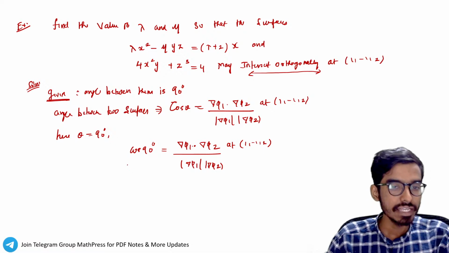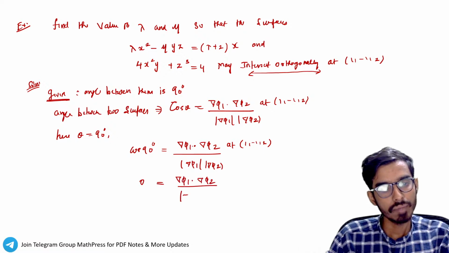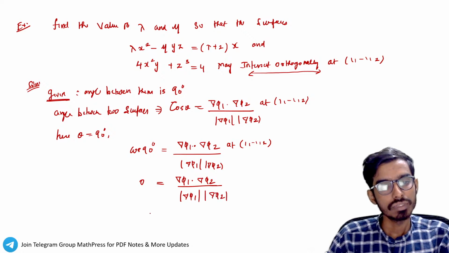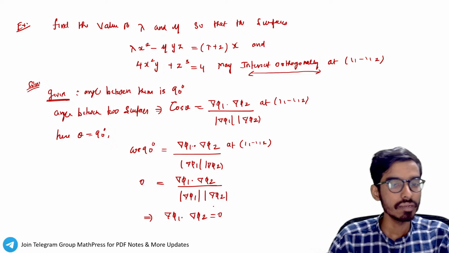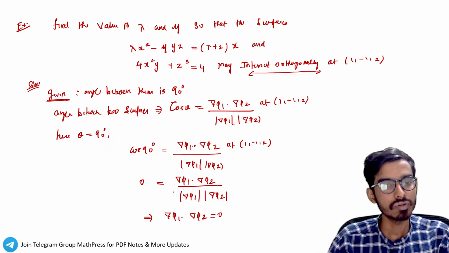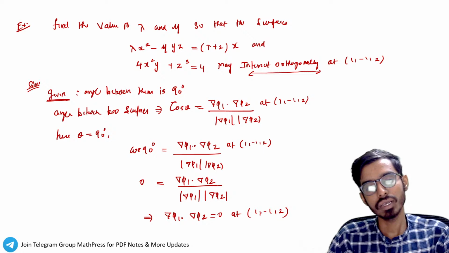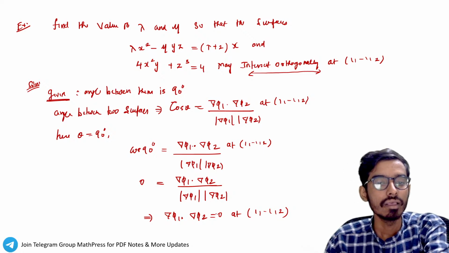So we know cos 90 is 0, right? So we have 0 is equal to del phi1 dot del phi2 divided by modulus of del phi1 modulus of del phi2. Now this implies del phi1 dot del phi2 is 0, because the denominator should not be 0. You are getting this term equal to 0, which means the numerator has to be 0 at the point 1 comma minus 1 comma 2. So just find del phi1 and del phi2 at this point, take the dot product, and you will get the required answer.